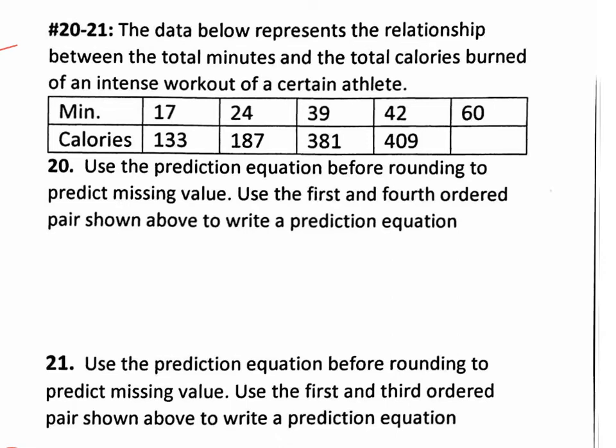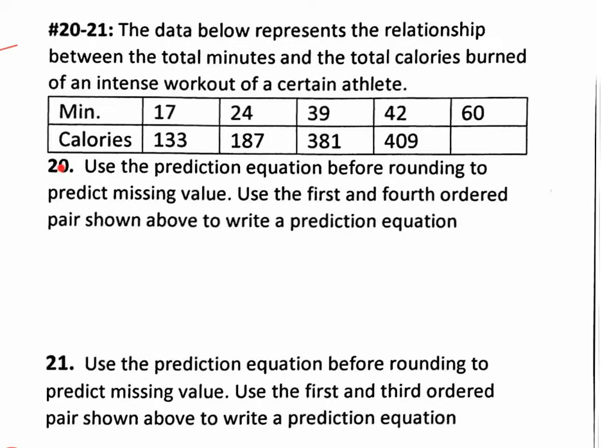The data below represents a relationship between the total minutes and total calories burned on an intense workout of a certain athlete. So at minute 17, this athlete burned 133 calories. At minute 24, 187 calories, 39, 381, 42, 409, 60, we don't know how many calories this athlete burned, and we will find that out. I did forget to ask that down here, but we do need to find out that missing value.